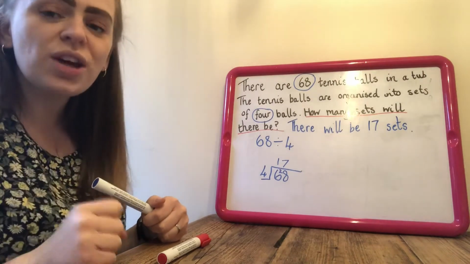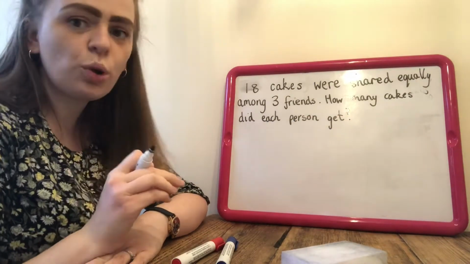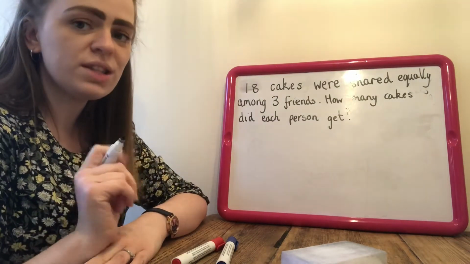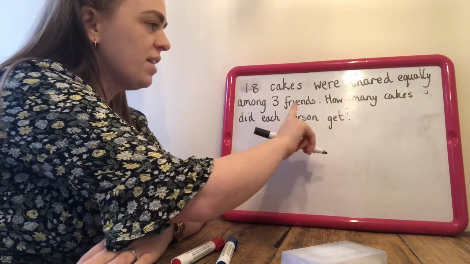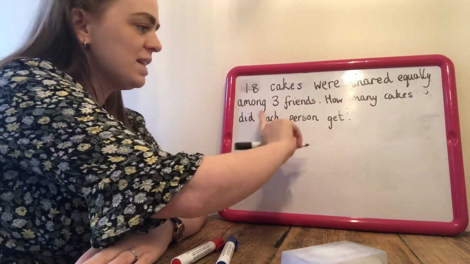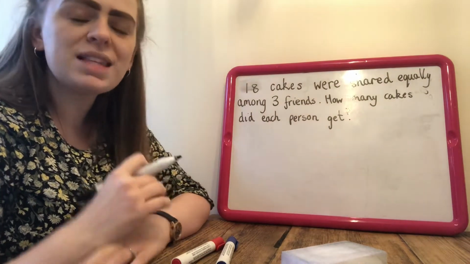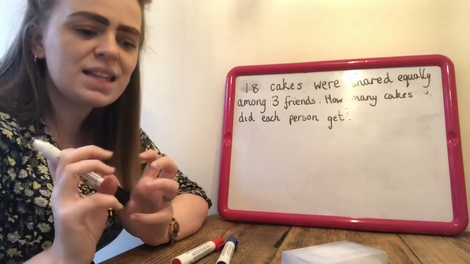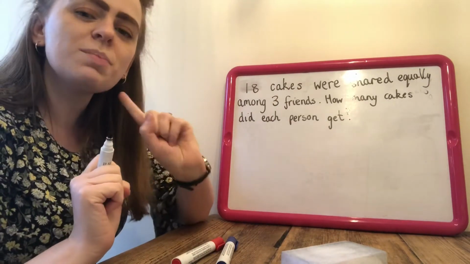Right, so we're going to do another example now. Okay, so here's our second problem, and I'm going to read it once first. 18 cakes were shared equally among 3 friends. How many cakes did each person get? So right now I know that this is a problem, it's at a party, and I've got some cakes and I'm wanting to share them equally amongst friends. So I'm going to be dividing.